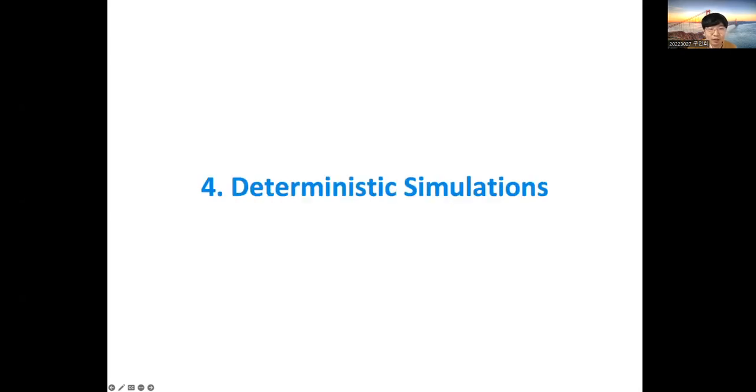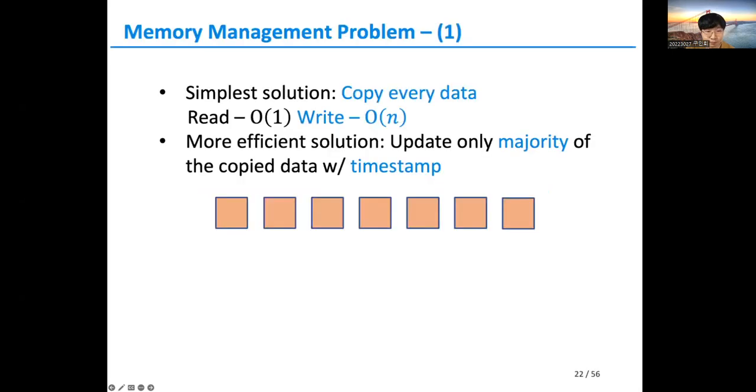From now on, we will focus on two ways of solving the memory management problem and the routing interconnection problem, which are deterministic simulations and random simulations. As the word deterministic means, in deterministic simulations the model determines the behavior. So we'll start with the deterministic simulations first. The memory management problem is a simulation of an EREW PRAM on a model parallel computer, an MPC. The difference between EREW PRAM and MPC is that the memory modules are not totally shared, but are copied and connected via a fully connected network. Therefore, copying is inevitable for speedup.